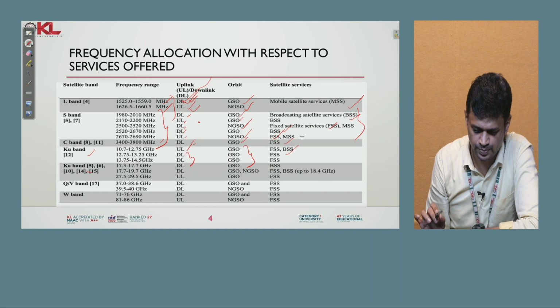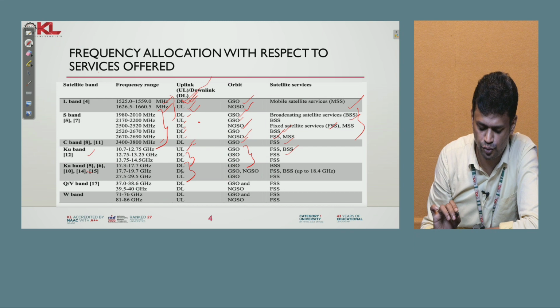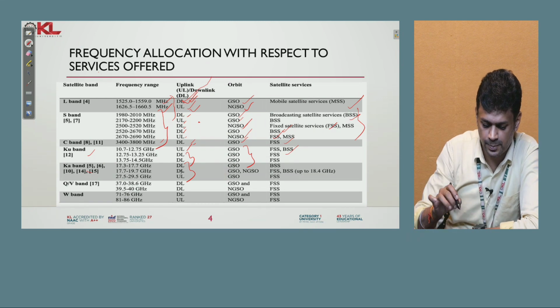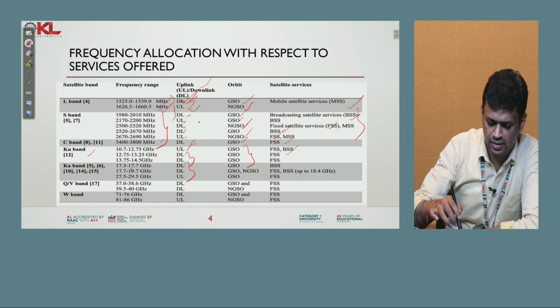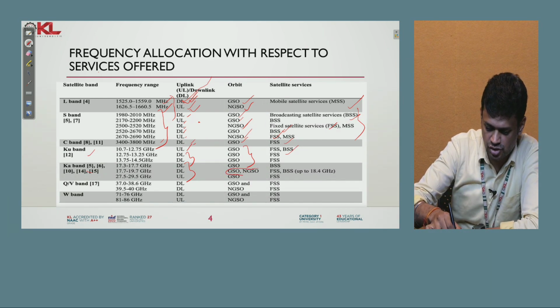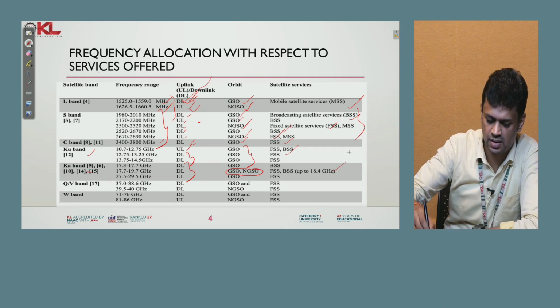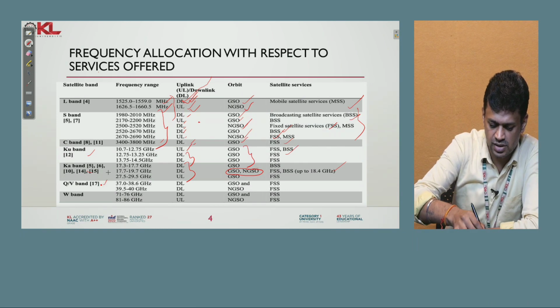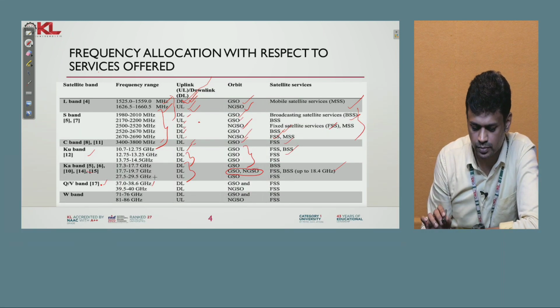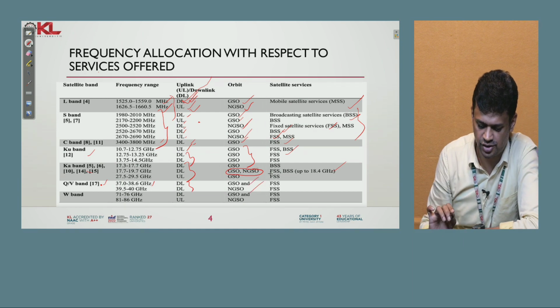and FSS and BSS will be used. So again here we go to Ka band. So downlink and downlink, two frequencies are there, and the uplink frequency is given as 27.5 to 29.5. Again for this range, geostationary and non-geostationary both orbits are used. FSS and BSS are being used. So another frequency band is Q by V band. So this ranges from 37 to 38.6 gigahertz. So again both are downlink, and geostationary and non-geostationary are being used.